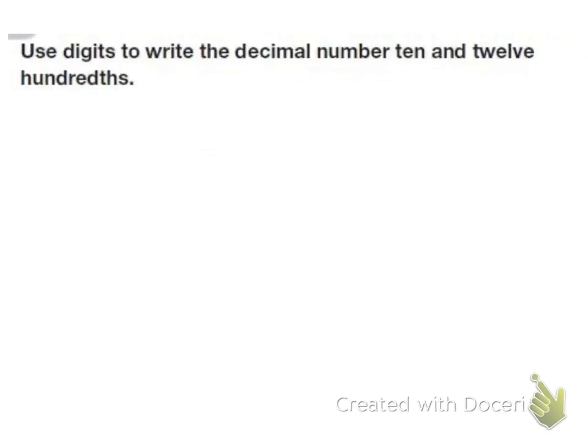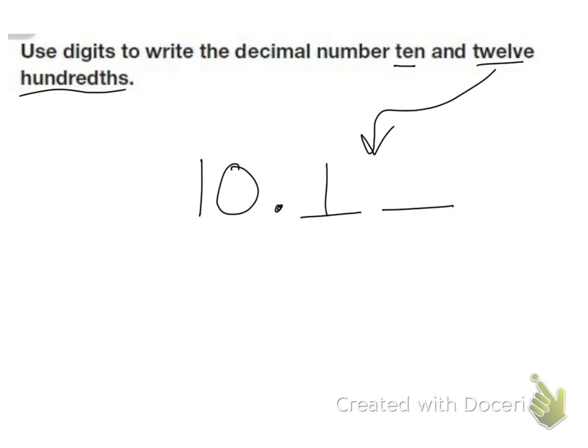This one says use digits to write the decimal number 10 and 12 hundredths. So the whole number part is 10, so I'm going to write the number 10. The fraction part is 12 hundredths. Since there's hundredths, I know that there are 2 places after my decimal point. So I'm going to take the 12 hundredths and put it into my place values. So my decimal number is 10.12, or 10 and 12 hundredths.